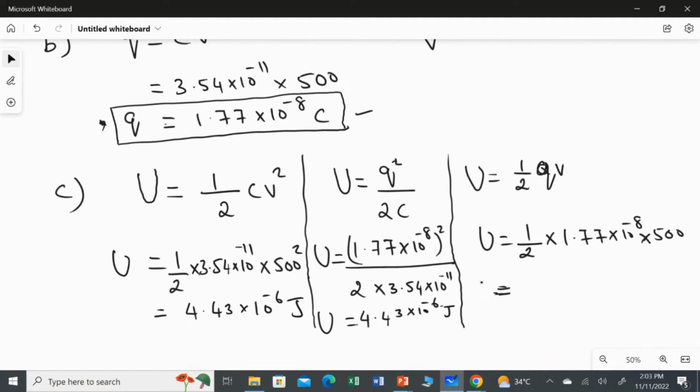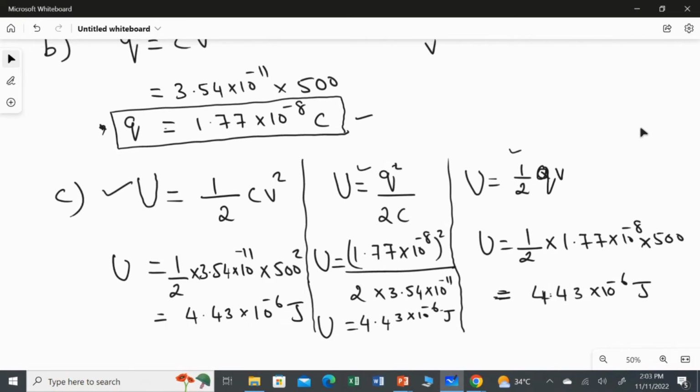We got the same answer, 4.43 multiplied by 10 power minus 6 joules. So you can use any one of the rules, either half CV square, or U square over 2C, or half multiplied by Q multiplied by V. You can use any one of these three. You will get the same answer.